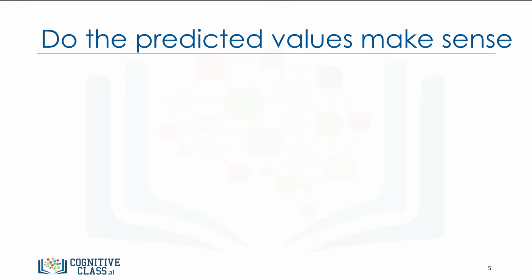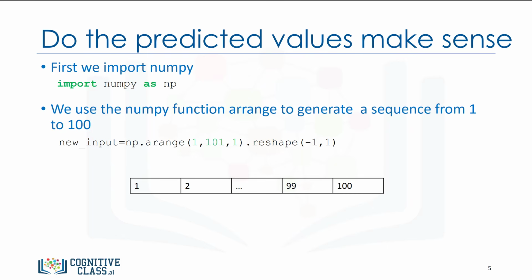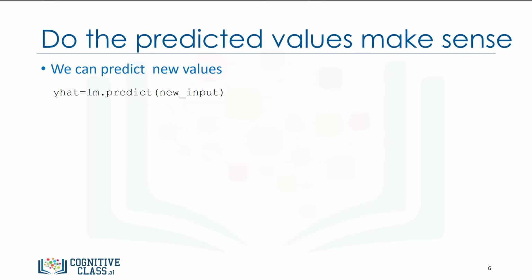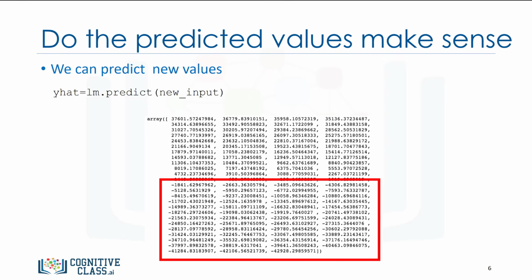To generate a sequence of values in a specified range, import numpy, then use the numpy arange function to generate the sequence. The sequence starts at 1 and increments by 1 till we reach 100. The first parameter is the starting point of the sequence. The second parameter is the endpoint plus 1 of the sequence. The final parameter is the step size between elements in the sequence. In this case, it's 1, so we increment the sequence one step at a time, from 1 to 2, and so on. We can use the output to predict new values. The output is a numpy array. Many of the values are negative.